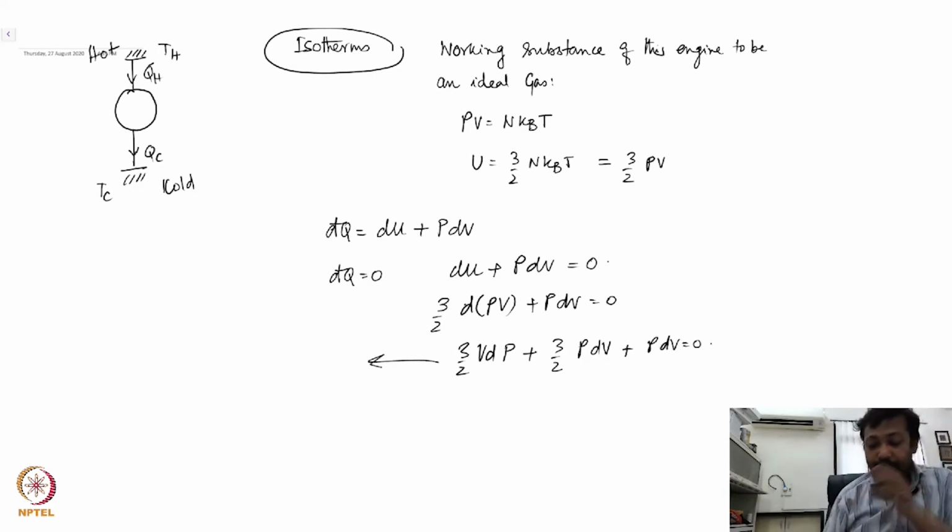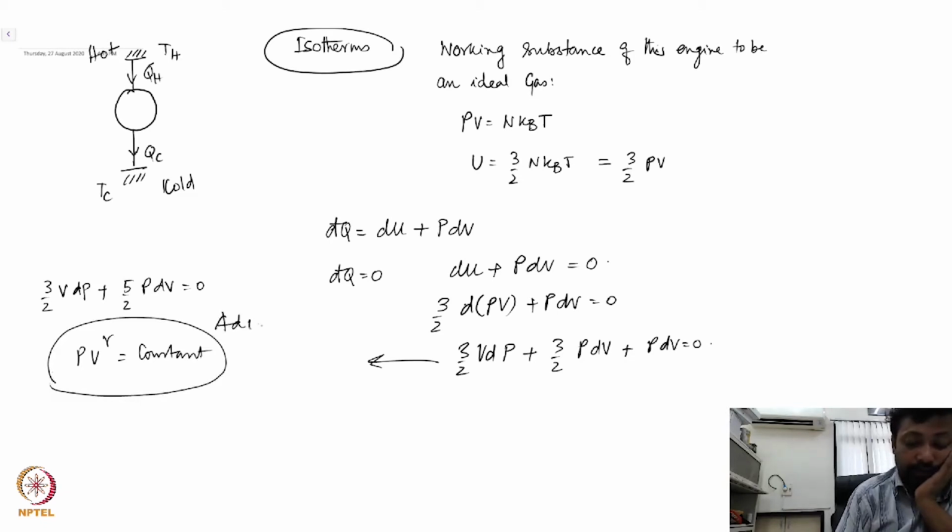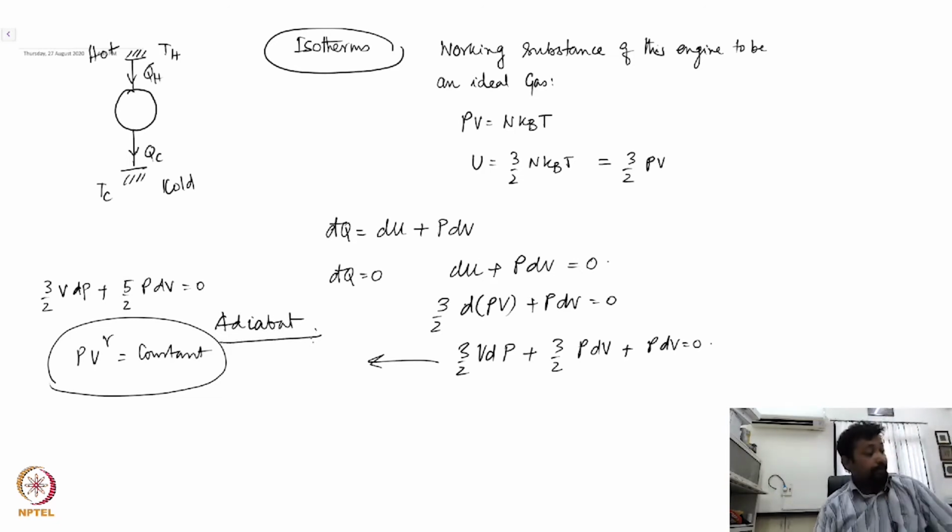So this means 3/2 VdP plus 5/2 PdV is equal to 0, and you can clearly see PV to the power gamma is constant. So this is an equation of an adiabat, provided your working substance is an ideal gas.